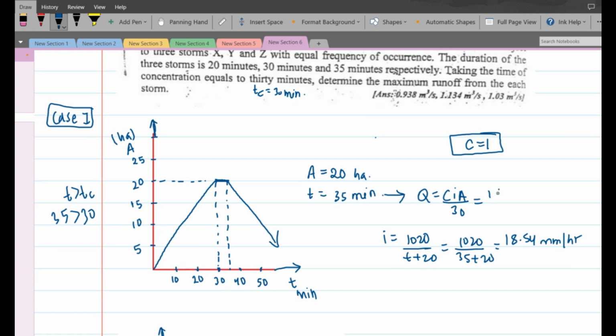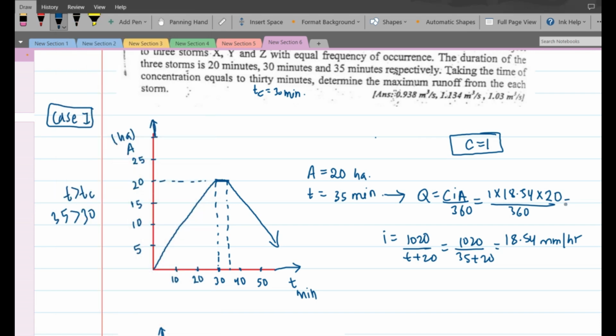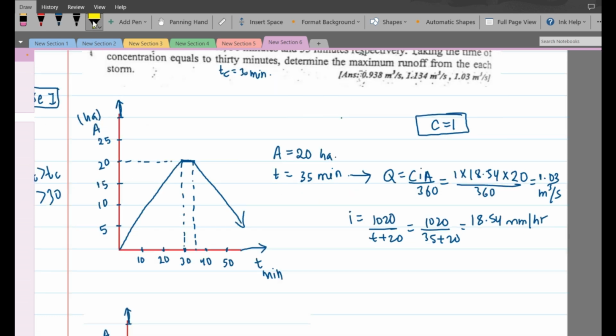So Q equals 1 into I, which is 18.54, into A, which is 20 hectares, divided by 360. So what will be the answer? It will be 1 into 18.54 into 20 divided by 360. It will be 1.03 meter cube per second, right? So this is for the first one.